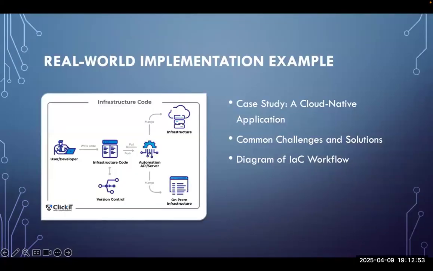A real-world example of IaC is its adoption in cloud-native applications. Companies transitioning to cloud platforms need to manage infrastructure dynamically. Consider a scenario where a company deploys a multi-tier application in AWS. Without IaC, provisioning servers, databases, and networking components would require manual configuration, leading to inconsistencies and delays. Using Terraform, the team can define infrastructure as code, allowing automated and repeatable deployments.